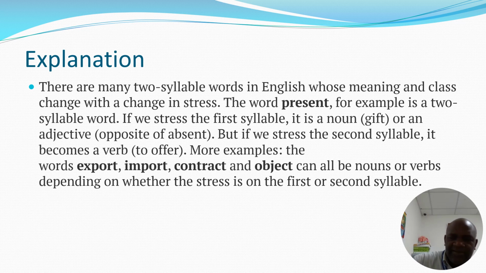Explanation of it. There are many two-syllable words in English whose meaning changes with a change in stress. For example, the word present is a two-syllable word. If we stress the first syllable, it is a noun, gift, or an adjective, opposite of absent. But if we stress the second syllable, it becomes a verb, to offer. More examples: the words sport, import, contract, and object can all be nouns or verbs depending on whether the stress is on the first or second syllable.